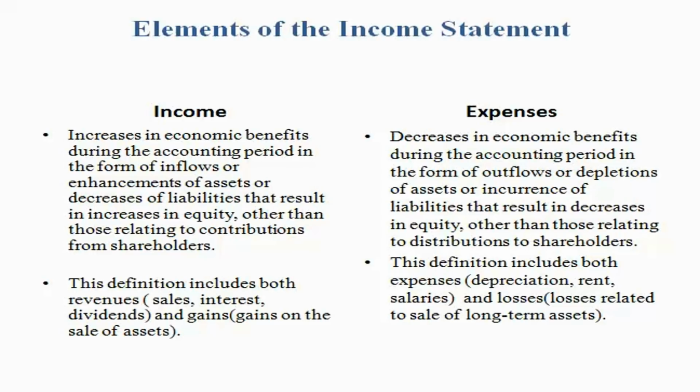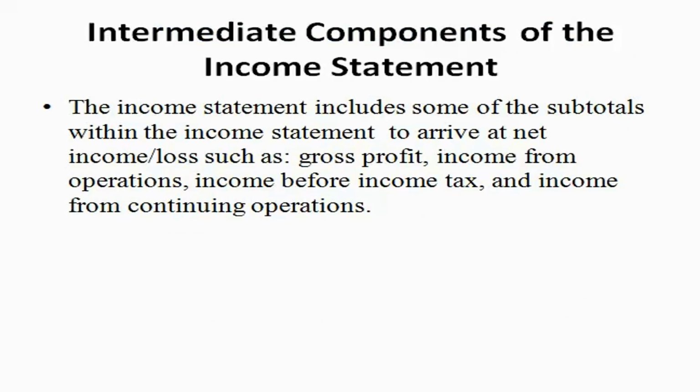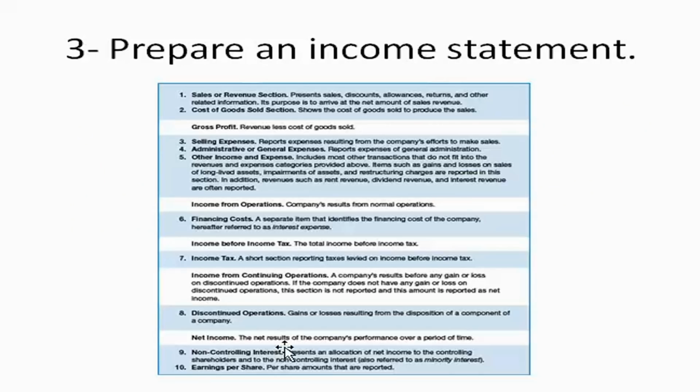الانكم ستيتمنت بتقوم على ان انا بفرق او بحسب الفرق ما بين كل الانكم اي انفلوز جايالي والاكسبنسز اي اوتفلوز رايحه مني. ليه؟ عشان احسب النت انكم بتاعي. طيب عشان اعمل كده انا بستخدم items او subtotals such as حاجة اسمها gross profit, income from operation, income before income tax and so on. ده شكل الانكم ستيتمنت او ديت الايتمز inside the income statement.